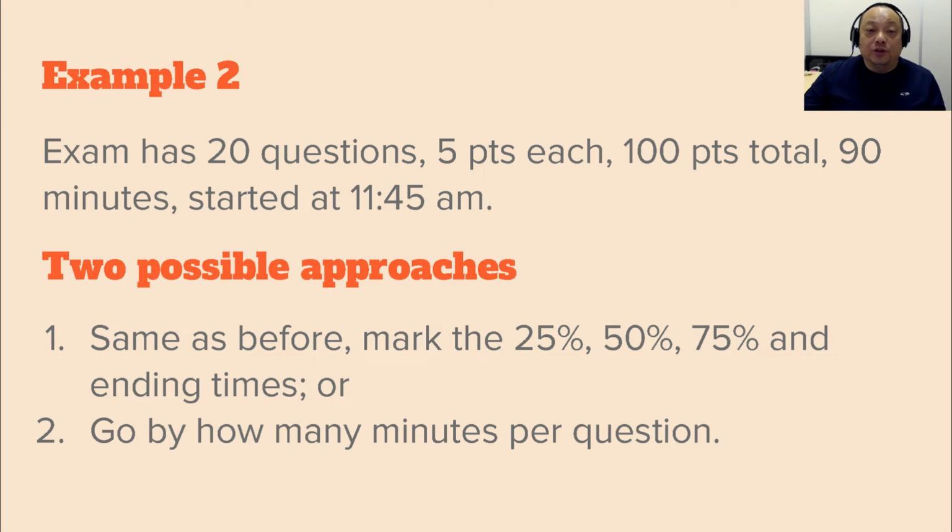There are 2 possible approaches to a test like this. One way is just like we did, mark the 25%, 50%, 75% and ending times, but I'll show you an alternative also, and that is to go by how many minutes per question. The reason we can do per question in this case is because the questions are all the same value, so allocating by question is equivalent to allocating by point.